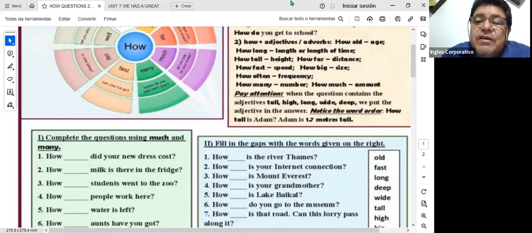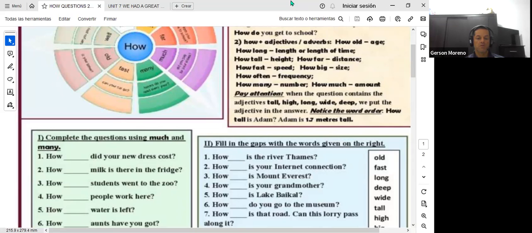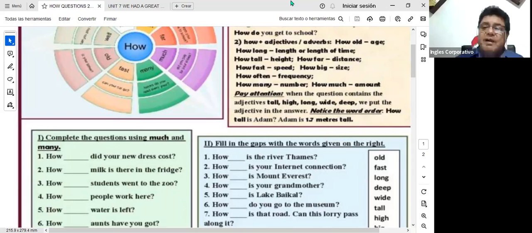But in general, you don't count the cup. You say, how much coffee? How much coffee do you drink? I drink a lot of coffee. I drink much coffee. The same with water. How much water do you drink a day? One bottle of water, 2 bottles of water a day. But you can count the bottles, right?